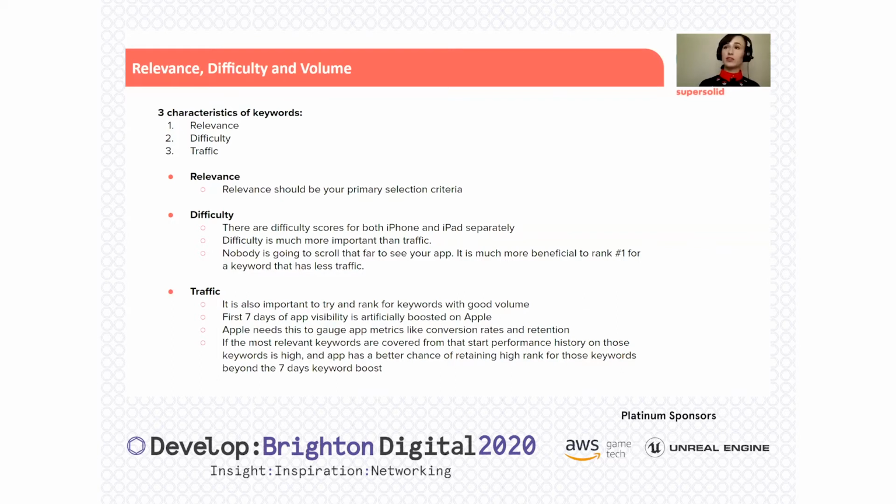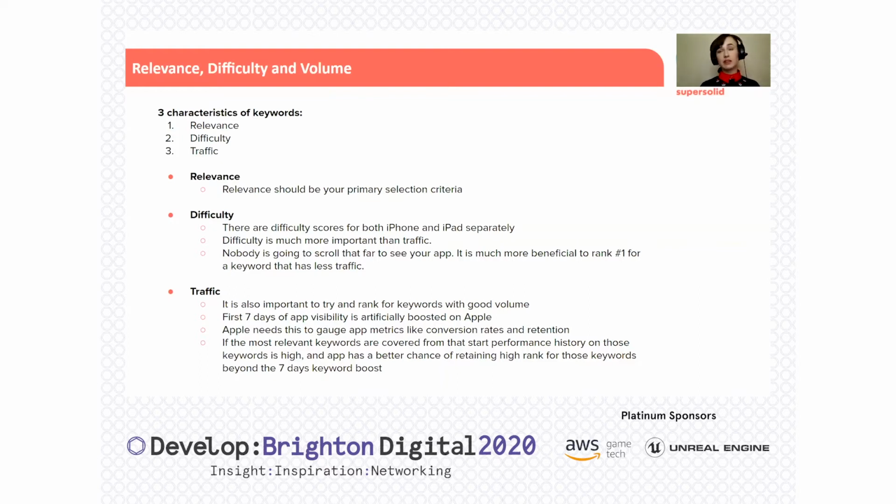Difficulty is a lot more important than traffic because nobody's actually going to scroll really, really far down to see your app. So if you're below rank 10 for keywords, then even if the volume is high, nobody's really going to scroll down that much. So it's better to rank number 1 for a keyword with less traffic than it is to rank below 10 for a keyword with more traffic. But it is, of course, important to try and rank for keywords with good volume. However, it is difficult sometimes.